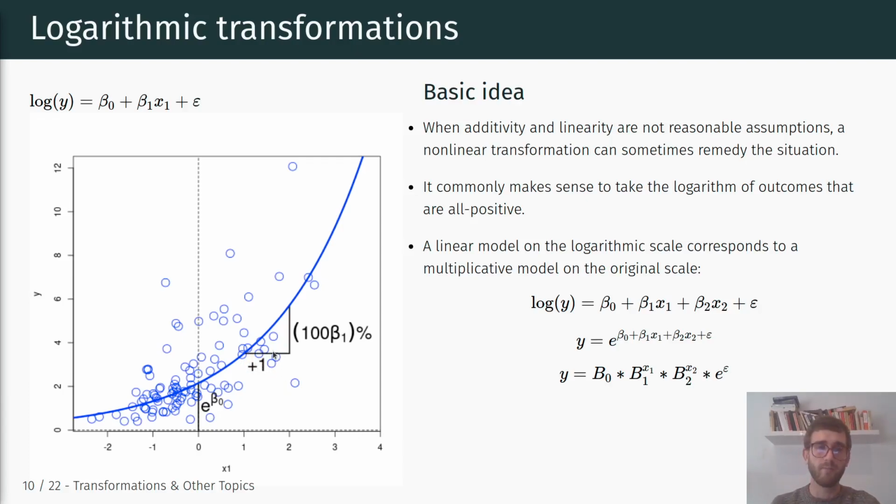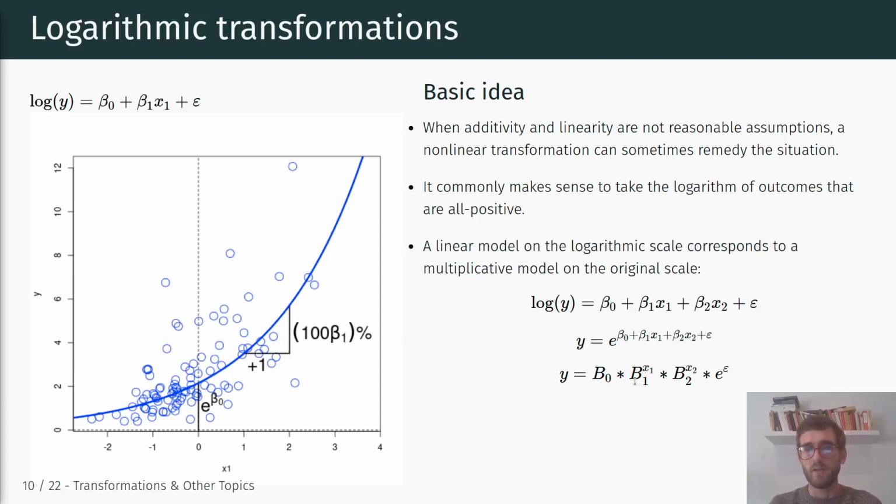Okay, so if we compare two groups of observations that differ only by 1 unit change in the predictor, the predicted difference on the original scale is approximately 100 times beta 1 in percent. This is just an approximation that follows from this multiplicative model.